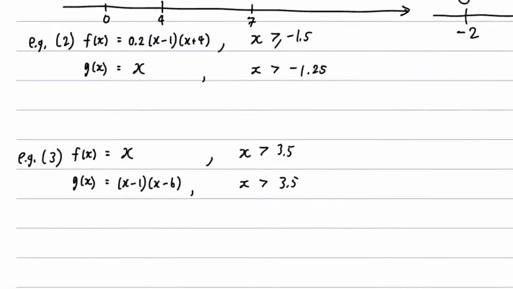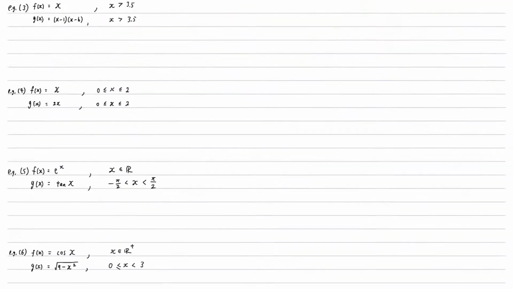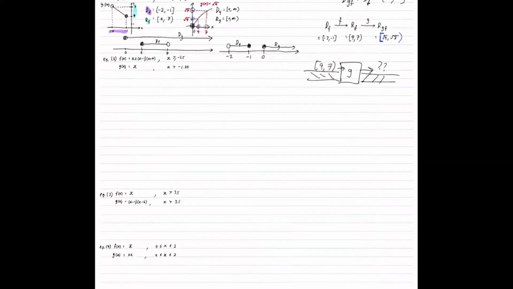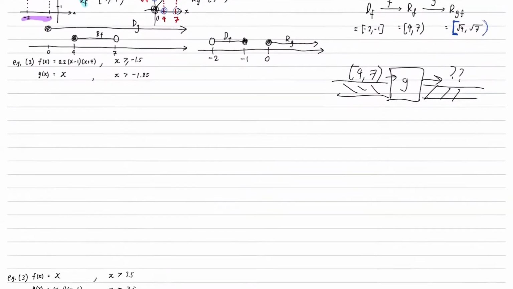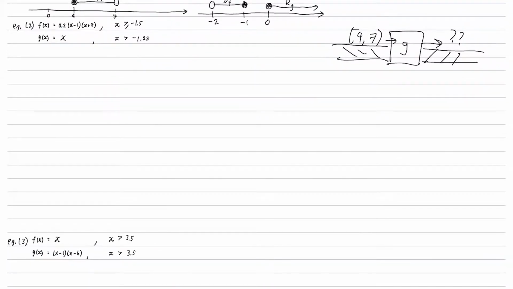Okay, next example. Hold on, I need to sort this a bit. I need more space. Okay, let's take a look at the next example. Example 2. We got fx equals to 0.2 times x minus 1 times x plus 4, and then gx equals to x. So let's take a look at this function now. First thing you should do is to sketch the graph. So 0.2 x minus 1 x plus 4. Can you quickly type in the GC and tell me how the graph looks?